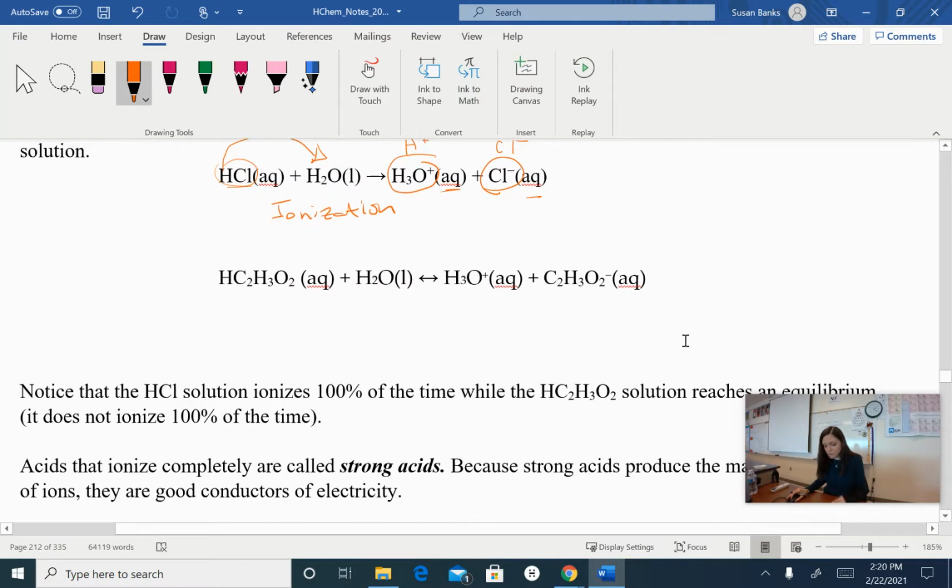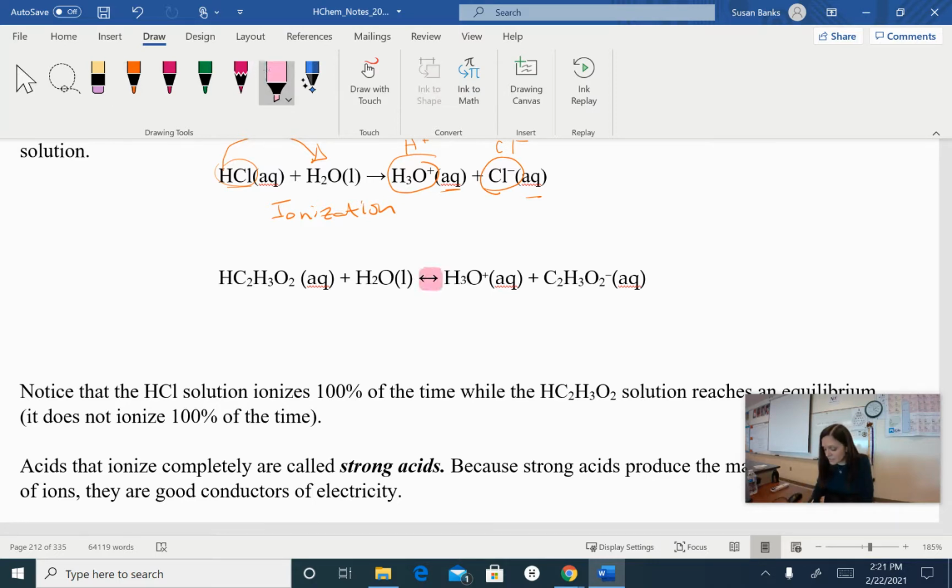But notice for the acetic acid, notice this arrow. This arrow goes both ways, forwards and backwards, okay? So the hydrogen will join the water to make the hydronium ion. So that's where the hydrogen comes from. And then the acetate ion will dissociate to form the acetate ion. But notice this reaction goes back and forth. So we get an equilibrium here.